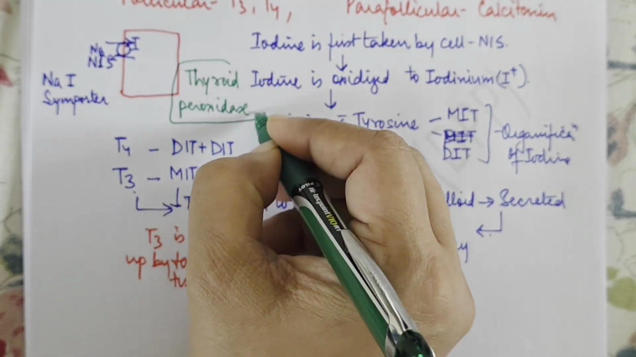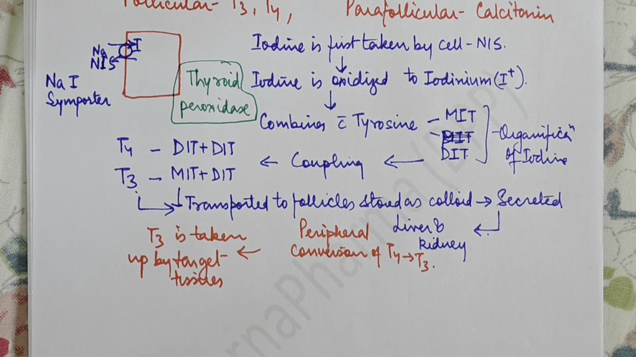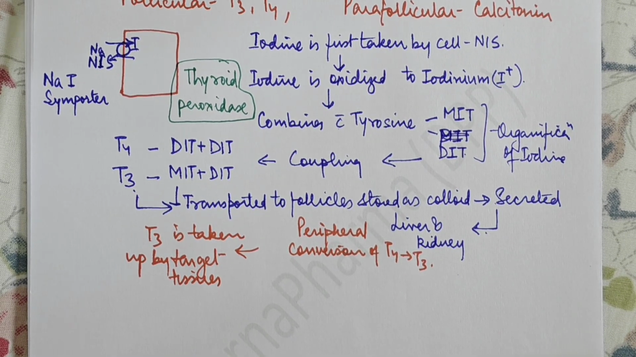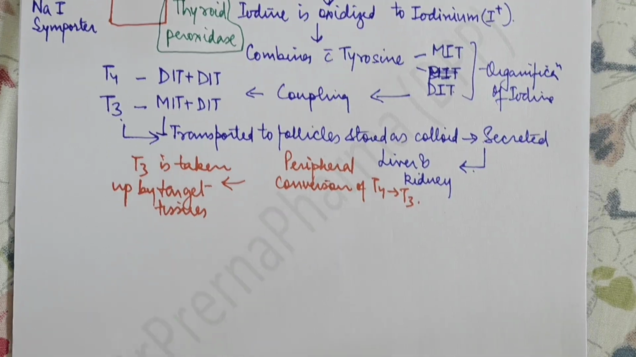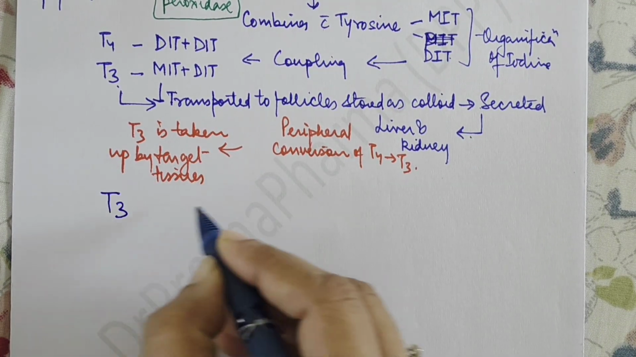So thyroid peroxidase becomes a major target for our drugs, because this is the enzyme which plays a major part in the production of thyroid hormone. Now, a few points of comparison between T3 and T4.